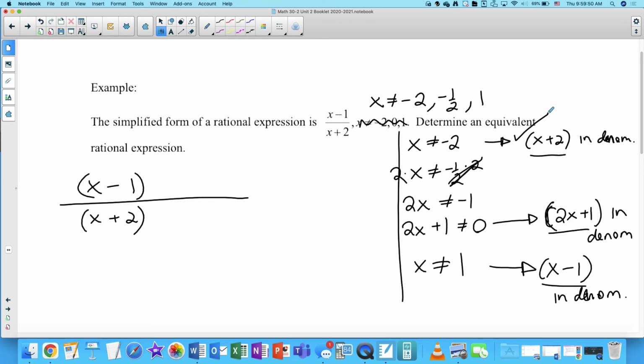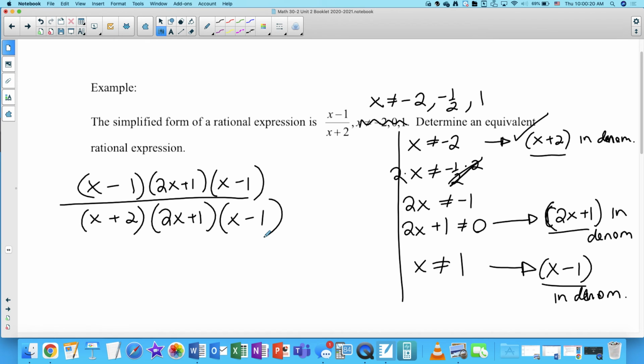If they just disappeared, it must mean that they have canceled. And if they've canceled, there had to be one both in the numerator and the denominator. So all we need to do now is add the missing ones back in both numerator and denominator. So this is going to be 2x plus 1 over 2x plus 1, and then x minus 1 over x minus 1. Okay? Now again, for written response, this is totally fine.